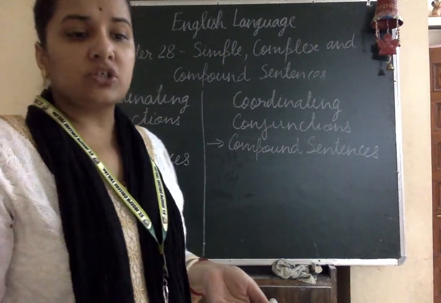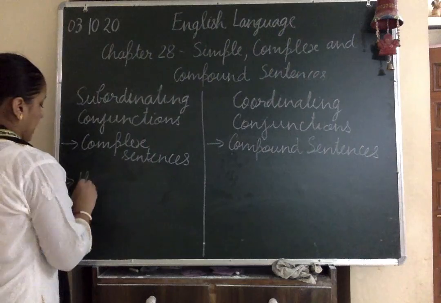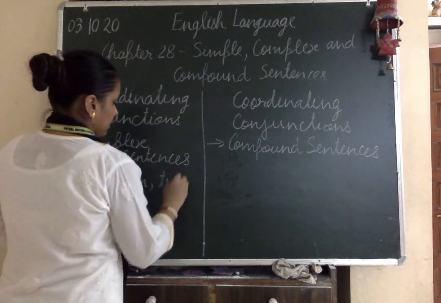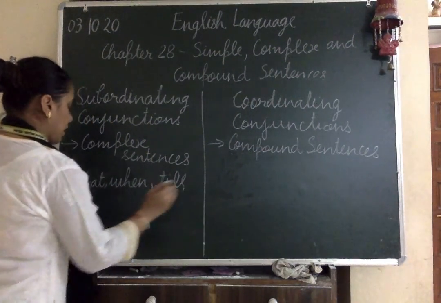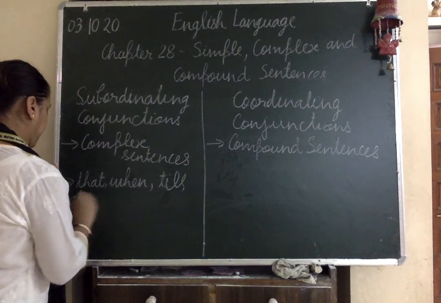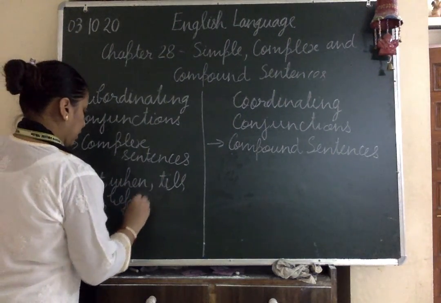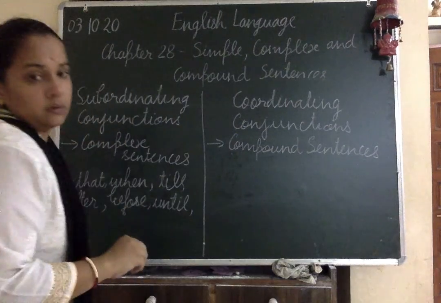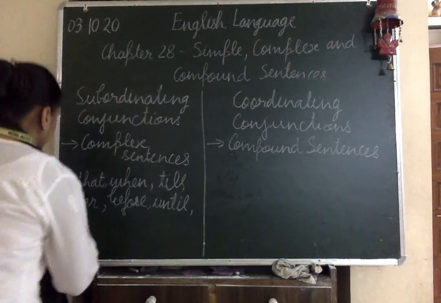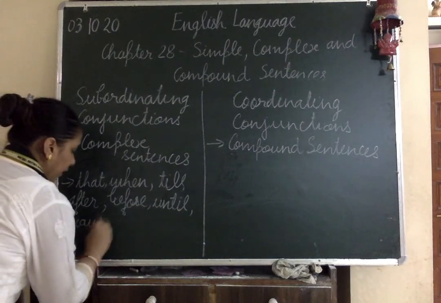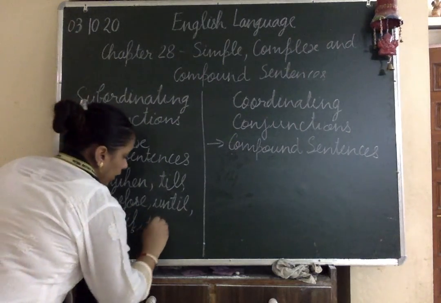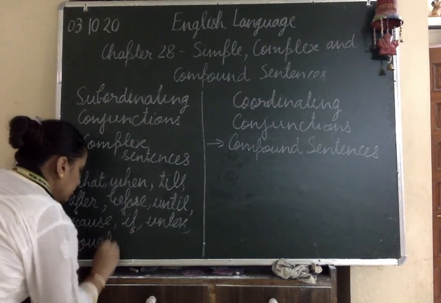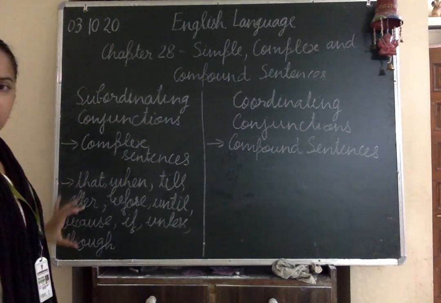The subordinating conjunctions can be that, when, till, after, before, until, because, if, unless, though. These all can be the subordinating conjunctions.